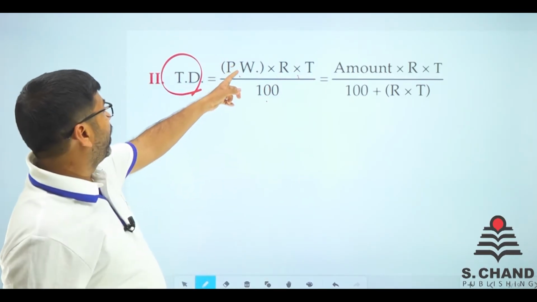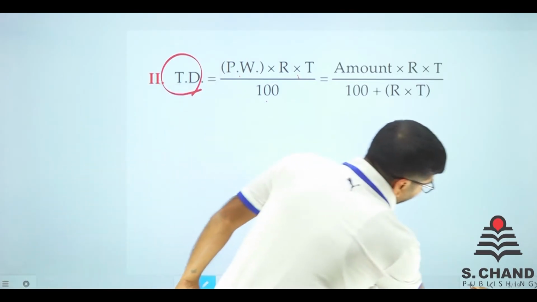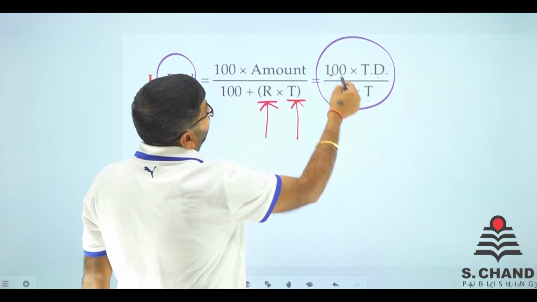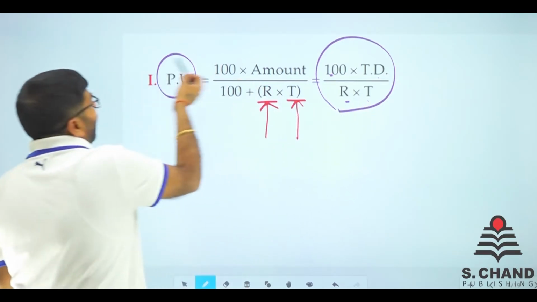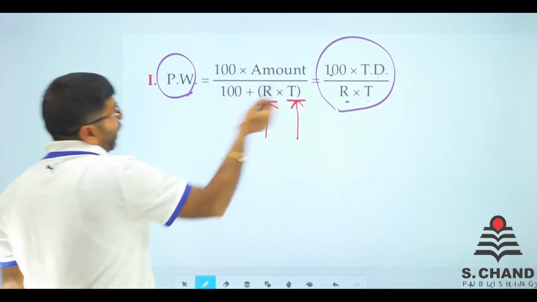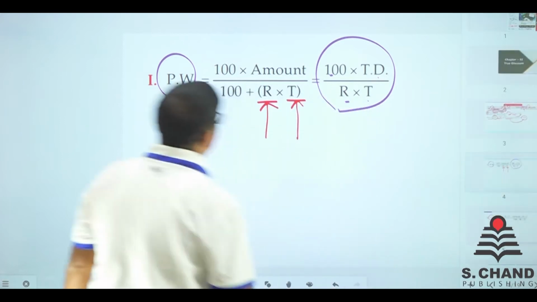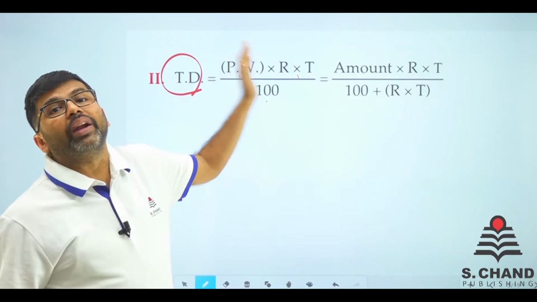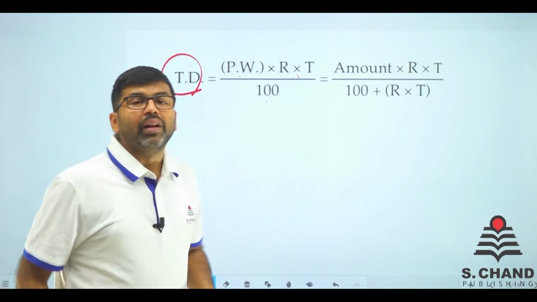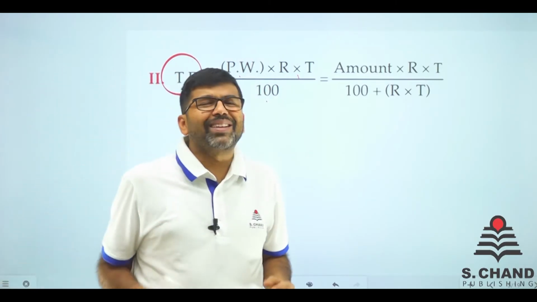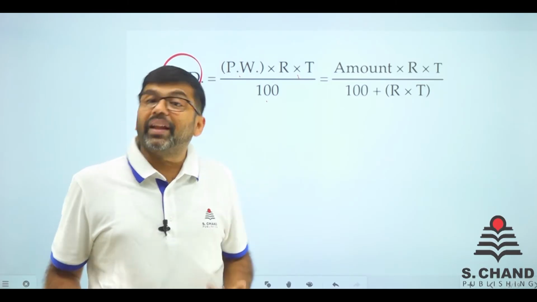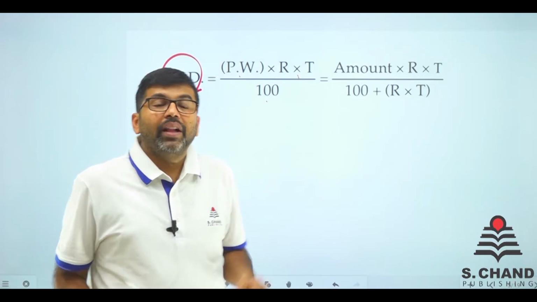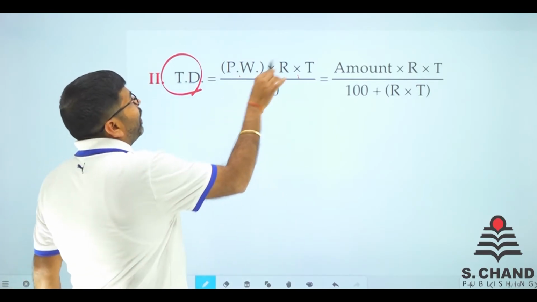Because you know, in the previous slide, we saw PW is TD into 100 by R into T. When you multiply R into T here and divide by 100, you get TD. So TD is what? True discount is present worth into R into T divided by 100. If you remember, there was something known as SI, simple interest. What is simple interest? Simple interest is PRT upon 100. It is the same PRT upon 100.